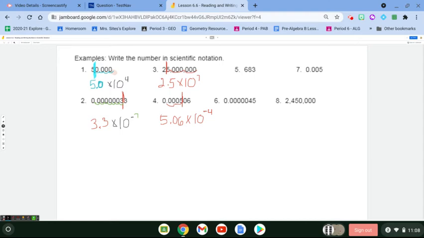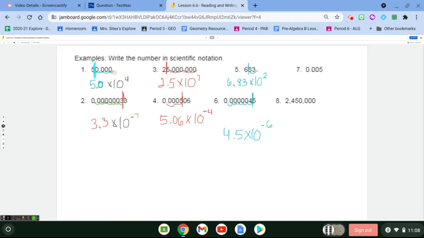For question number 5, again, to get that factor, you'd put it in between the first two numbers. So 6.83 times 10, and then that would be to the second power. For question 6, 4.5 times 10. We're dealing with the negative exponent. So 1, 2, 3, 4, 5, 6.